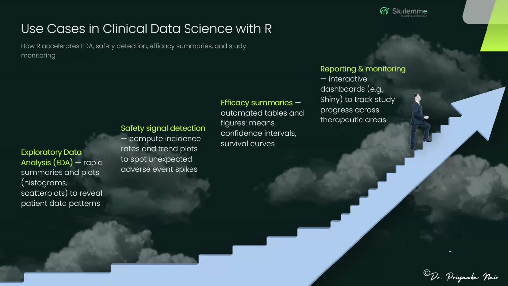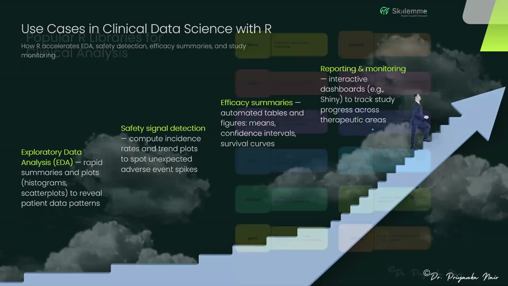Safety signal detection: one has to compute the incidence rates, the trend plots, and spot unexpected adverse event spikes, right? So, what are the instances at which the AE, that is the adverse event instances, rise? Efficacy summaries, we have talked about: automated tables, figures, means, etc. Reporting and monitoring, again, interactive dashboards. I will be showing you that in a bit, how easy it becomes to visualize everything and track your study and provide your decision data points.